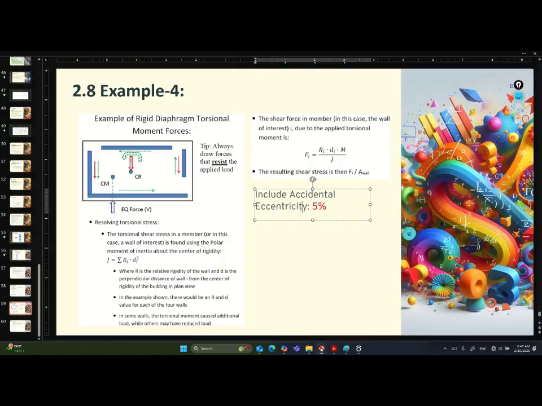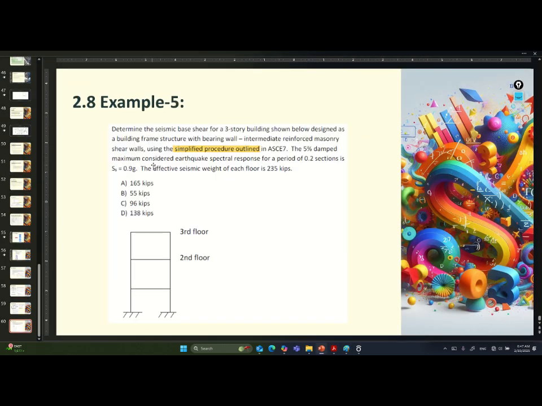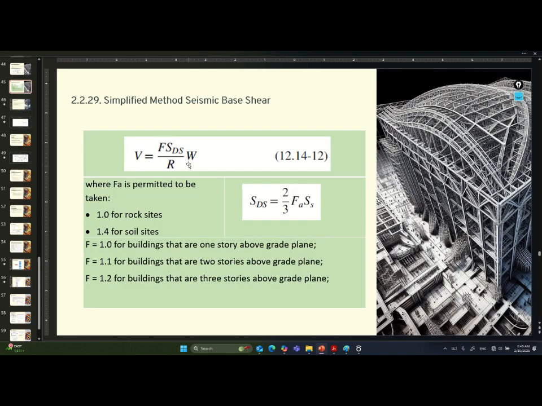Okay, for example 5, determine the seismic base shear for a 3-story building. So I have a 3-story building shown below as a building frame structure with bearing wall, intermediate reinforced masonry shear walls. This definition we will get from the table in chapter 12 to get the R factor using the simplified procedures outlined. What is the simplified procedure outlined? If you don't know these simplified procedures, you will waste your time checking it in chapter 12. So I will go to slide 45.